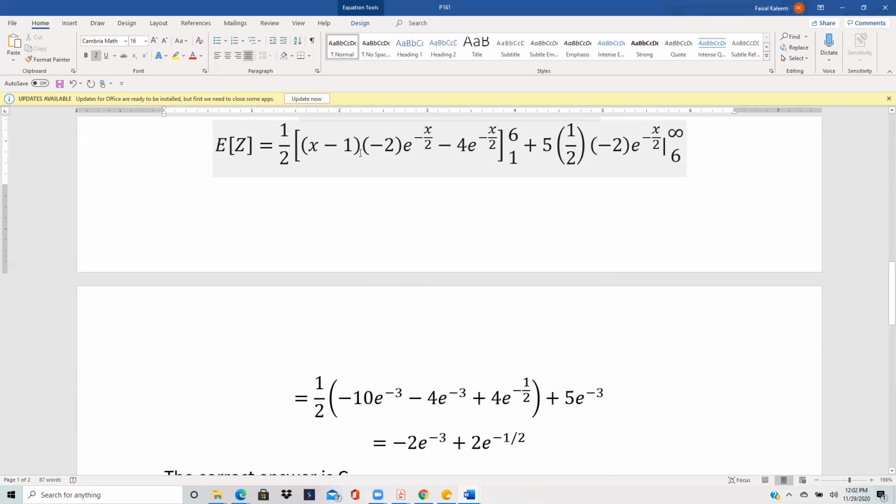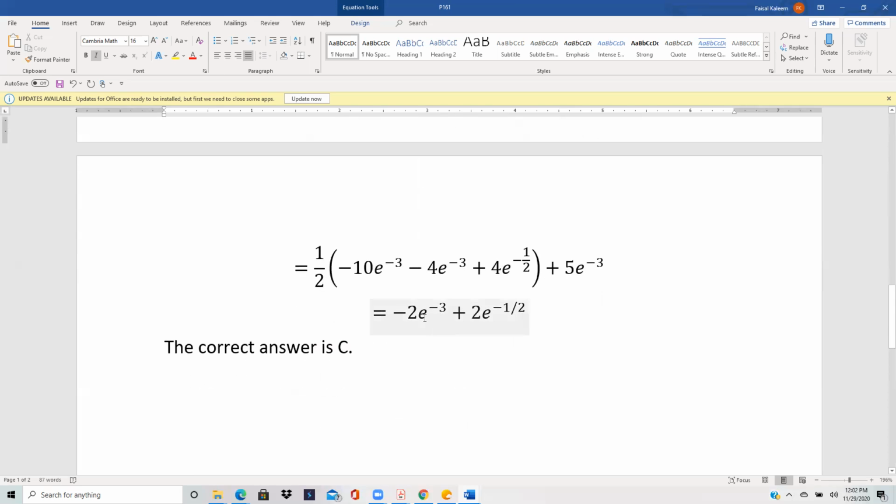So 1 minus 1 is 0, so this term doesn't contribute for the lower limit. And when you put in the 1 here, you get e to the negative half. And similarly here, the upper limit is 0 because of the e to the negative infinity, and the lower limit, these two will cancel out, so it will become plus 5 e to the negative 3. All this simplifies to negative 2 e to the negative 3 plus 2 e to the negative half, and that was choice C.